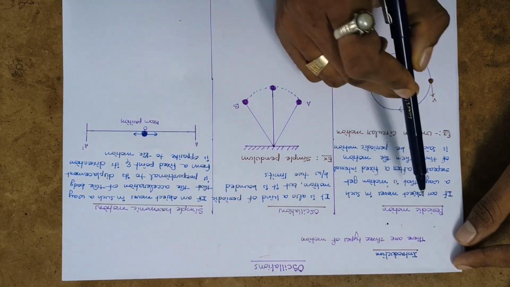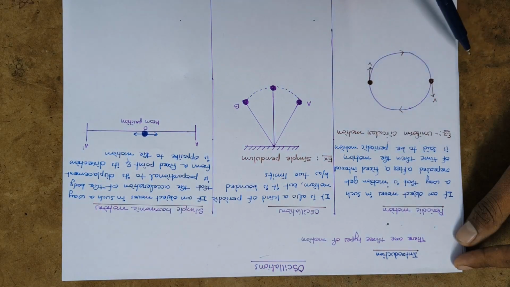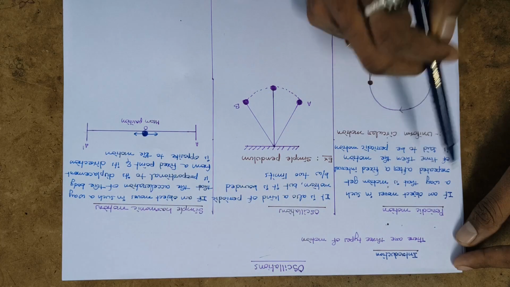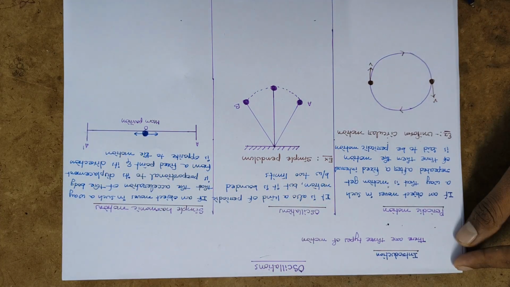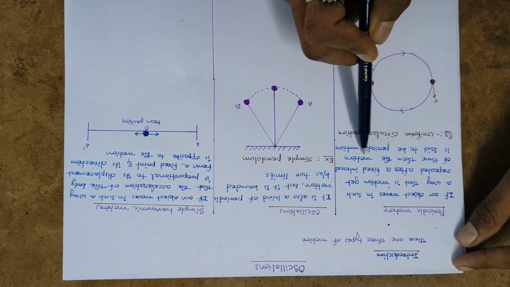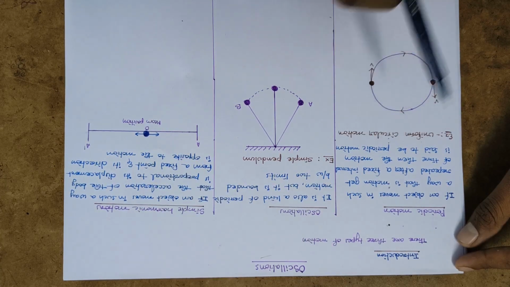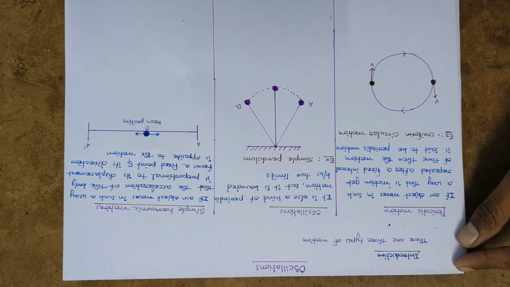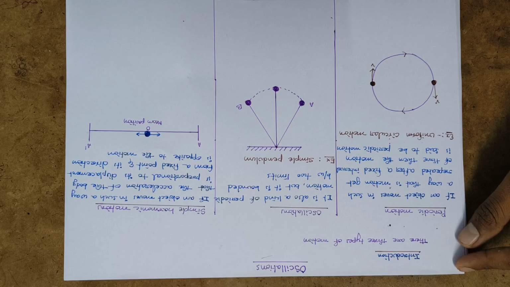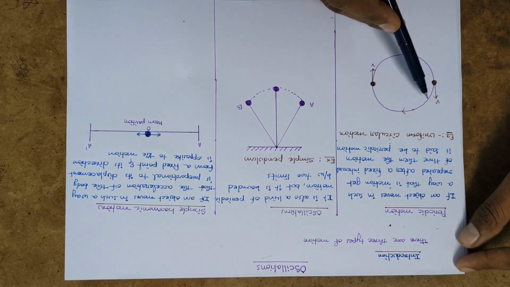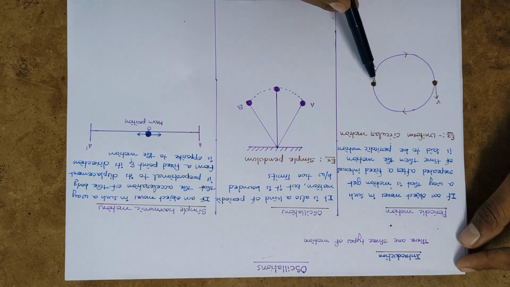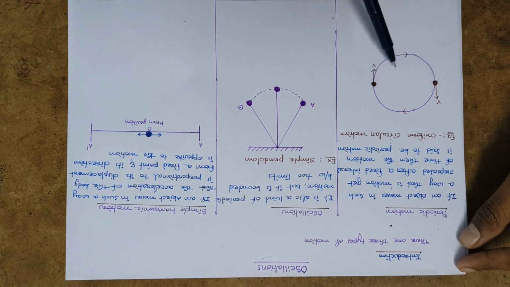So coming to the definition of periodic motion, it is defined as: if an object moves in such a way that the motion gets repeated after a fixed interval of time, then the motion is said to be a periodic motion. Okay, so the best example is uniform circular motion. So look at this diagram. This is the circular path. There is an object of mass m which is revolving around the circular path.